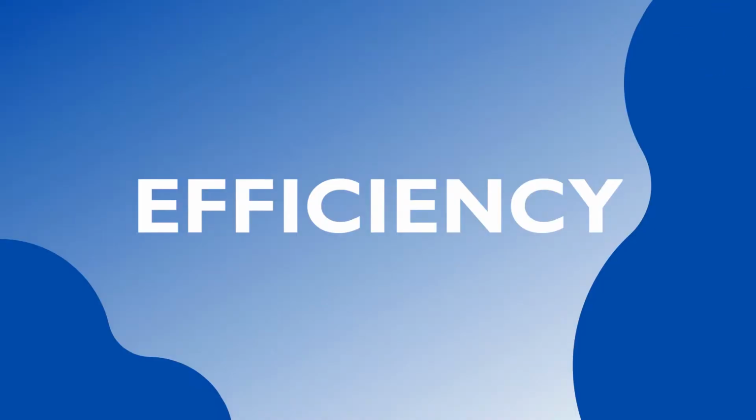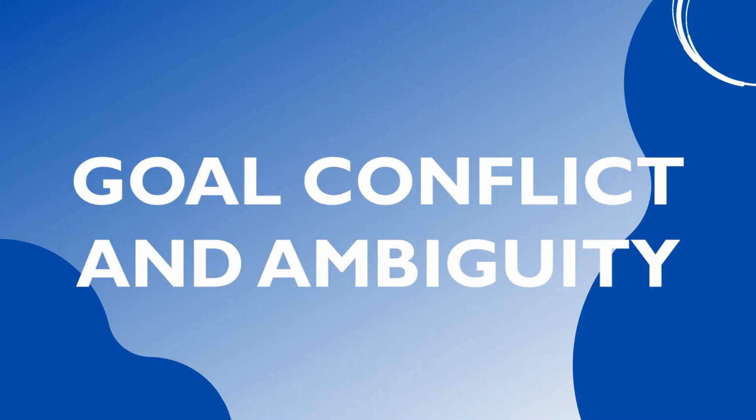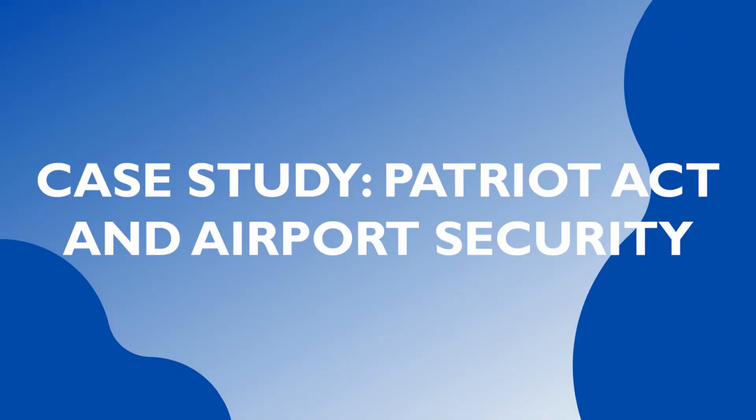One of the goals of public policies I discuss in this chapter is the goal of efficiency, and I talk about the definition of efficiency, and I talk also about goal conflict and ambiguity, and why that's so important in the policy process. I also illustrate the problem of goal conflict and ambiguity and conflicting goals of security and liberty with the case study of the USA PATRIOT Act and airport screening in the United States.